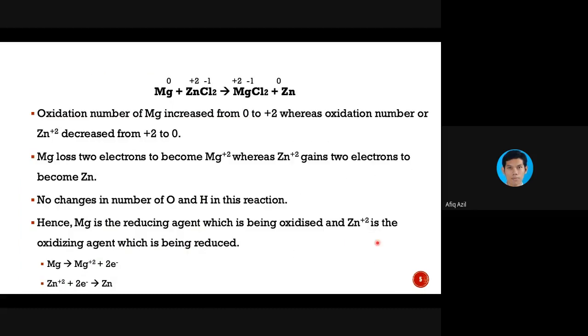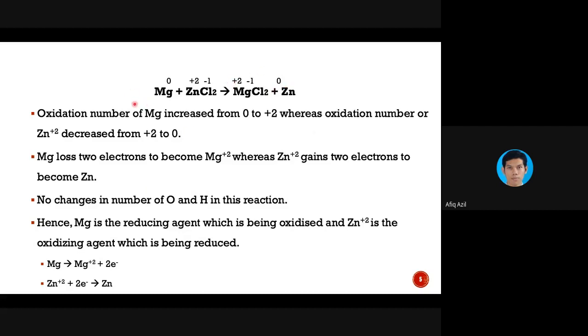And I place also this example reaction involving magnesium and zinc chloride, forming magnesium chloride plus zinc. The magnesium originally has 0 oxidation number. It becomes positive 2, so it is undergoing oxidation, while the zinc goes from positive 2 to 0, so it is undergoing reduction reaction. There are no changes in the number of oxygen and hydrogen in this reaction.